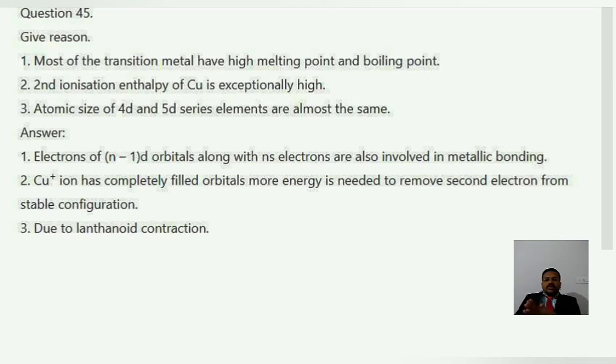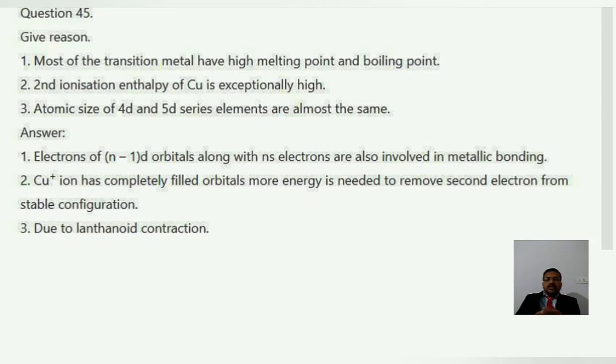Okay. The first question is why most of the transition metals have high melting point and boiling point. We know that in the transition elements there are more unpaired electrons, and these unpaired or free electrons are responsible for the metallic character, and due to this metallic character they exhibit high boiling point and melting point. The second question is why the second ionization enthalpy of copper is exceptionally high.